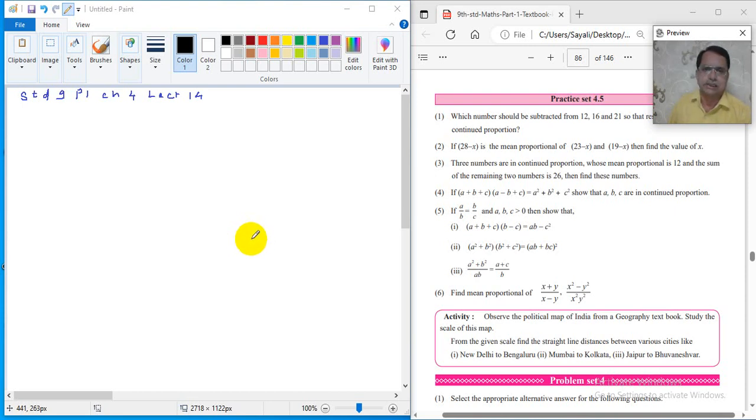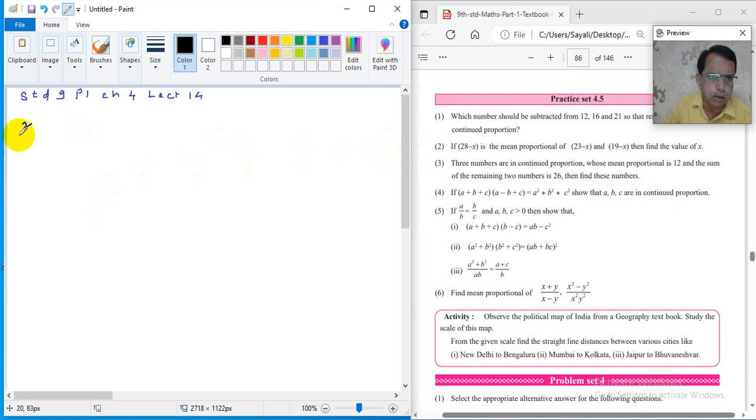See, in previous lectures, we were solving some problems depending on continued proportion, then two ratios are equal, then equality of ratios, all such things. In this particular lecture also, we will continue with the same problems. So we will come to practice set 4.5 and problem number 2.